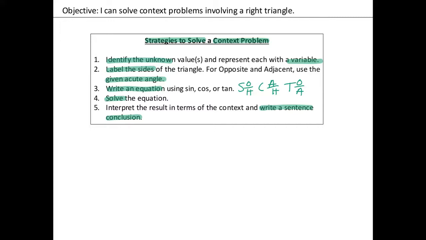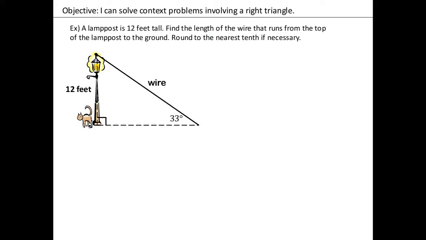So if we look at our first example here, I'm going to read the problem, and I'm going to highlight what I think is important. If you don't have a highlighter, there are highlighters in the bin back here, or you can just underline. Underlining works as well. So this one says a lamppost is 12 feet tall, which I can see the lamp right here is 12 feet tall.